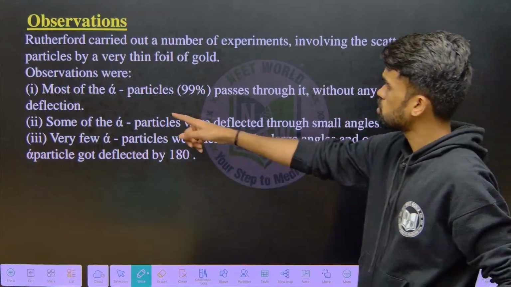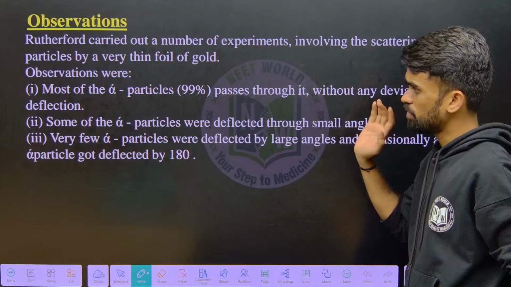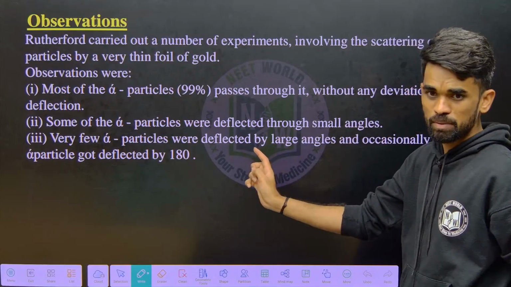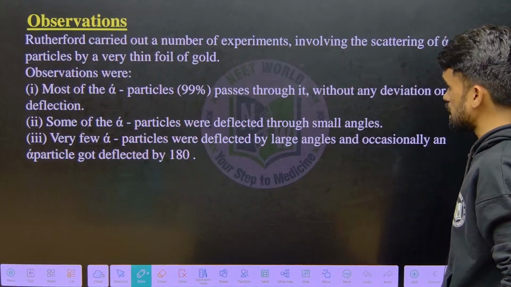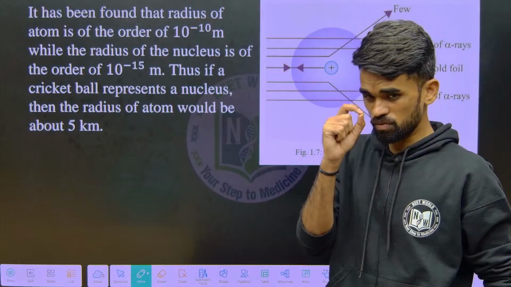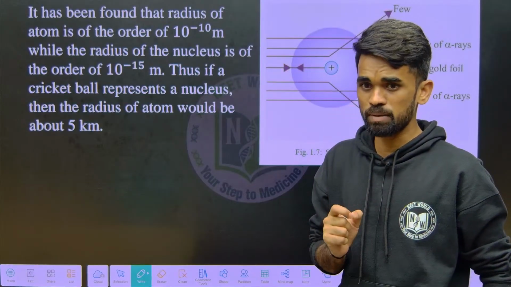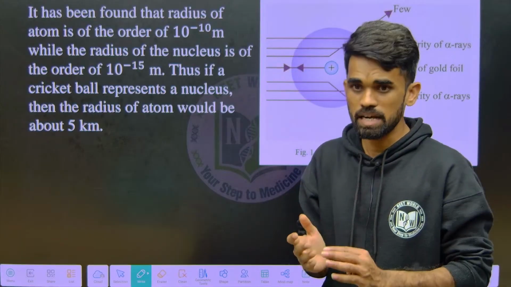See, 99% of the alpha particles pass through without any deviation, but a few were deflected with some angle and very few were deflected by 180 degrees. It says that positive charge is concentrated in a very small portion of that particular atom, and the remaining portion is hollow space. He considered it like that.